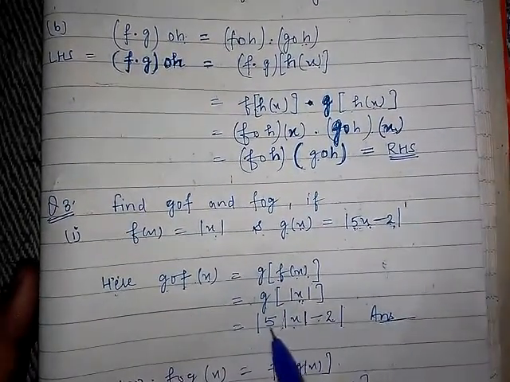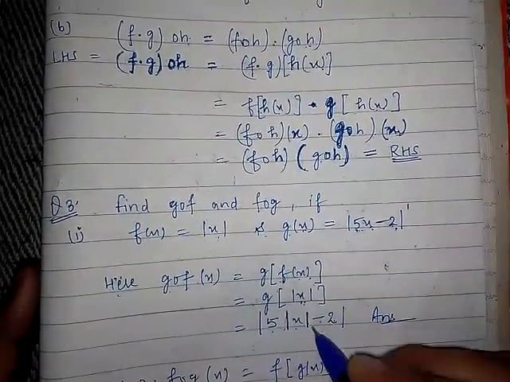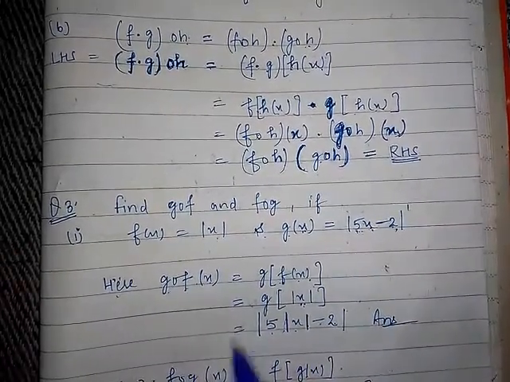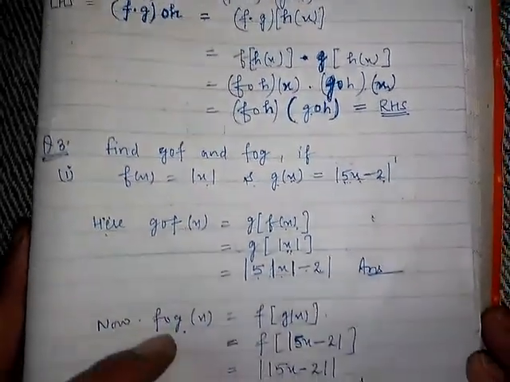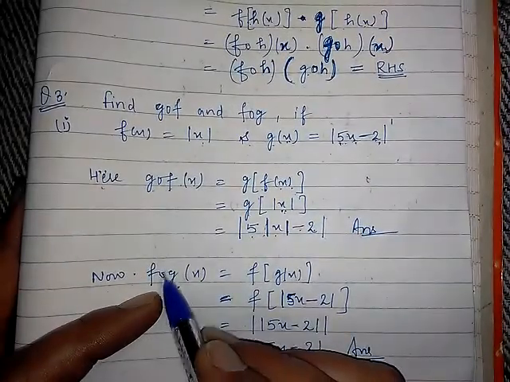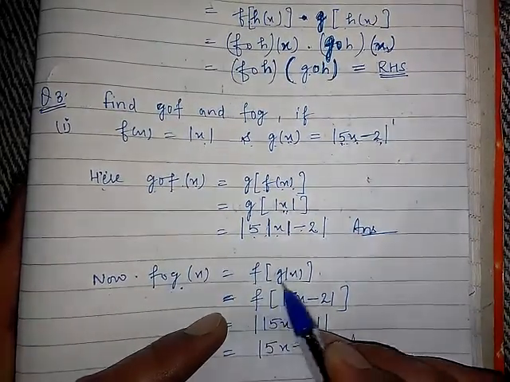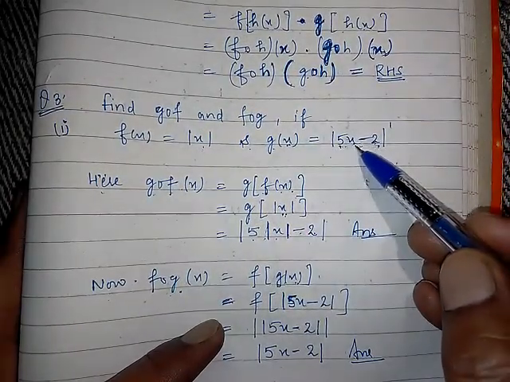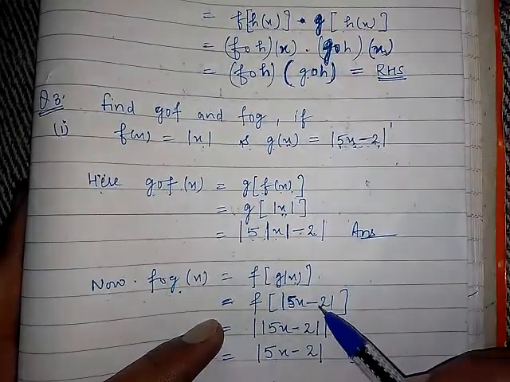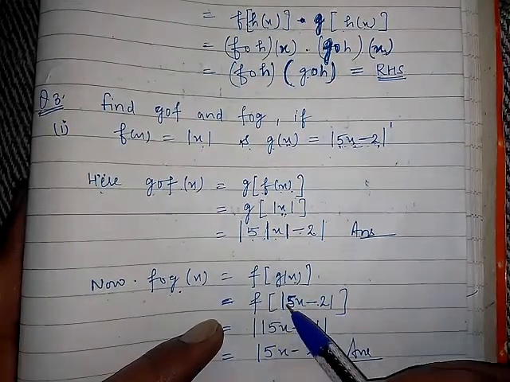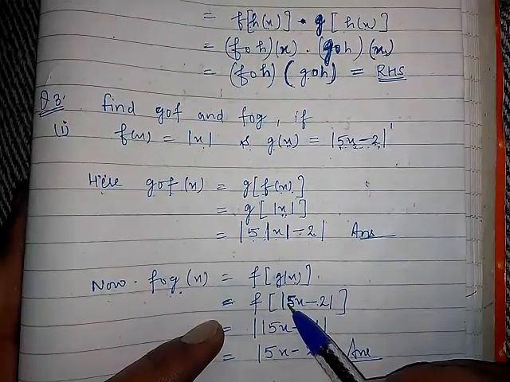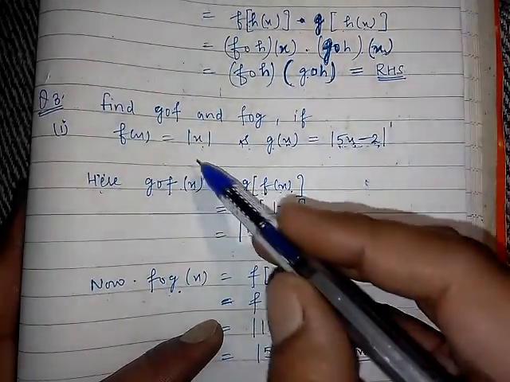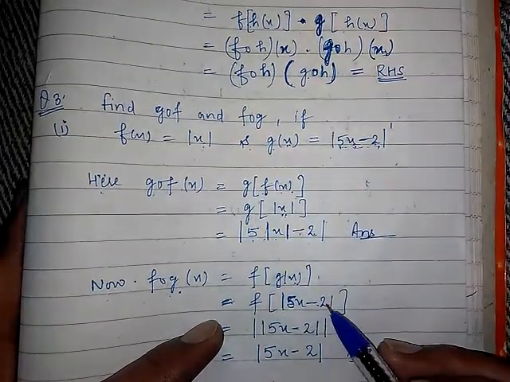So you cannot remove this modulus. So this modulus is different from this. Now fog you have to find out. Fog is equal to what? You can replace this o, it will be written as f of g of x. What is your g of x? You can see from here. That is mod 5x minus 2. So it will be written over here. Now what is f of mod 5x minus 2? So just in place of x here, you will write down mod 5x minus 2.